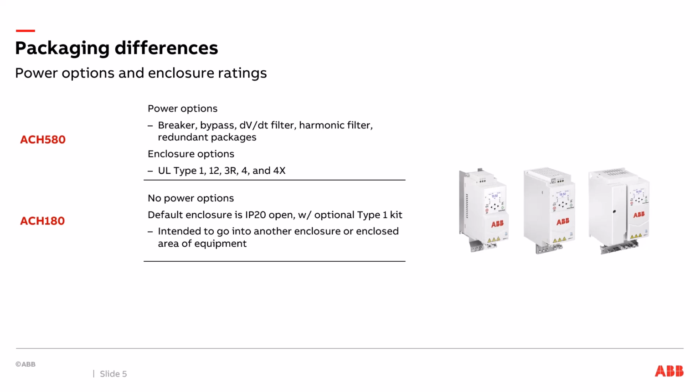With the ACH180, there aren't any power options available at all. I can't get it from ABB with a breaker or bypass. Really, it's meant to just be a simple IP20 drive, so it's typically going to be mounted in somebody else's panel right on a piece of OEM equipment, whether that's a pump panel or an air handler. So very simplistic as far as options.